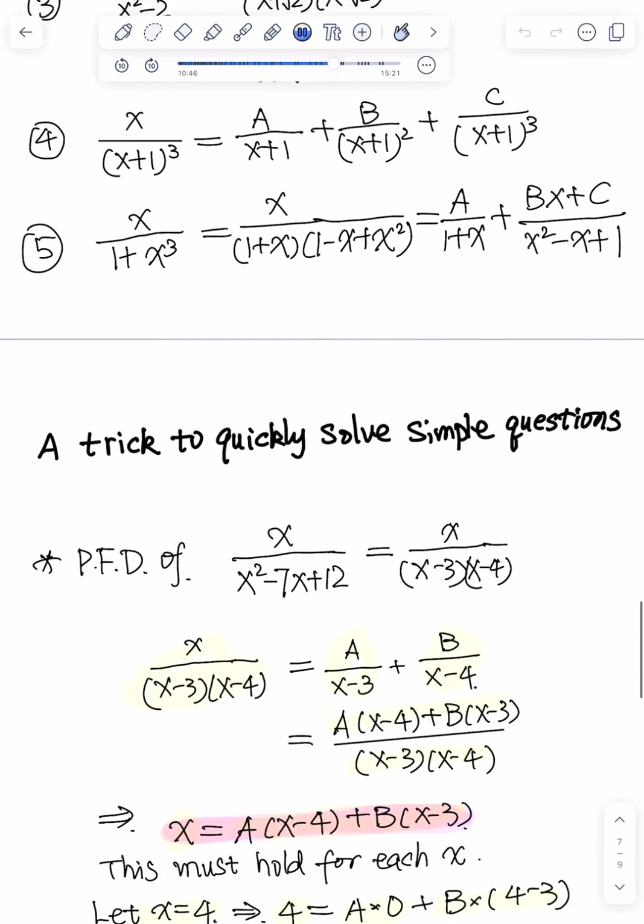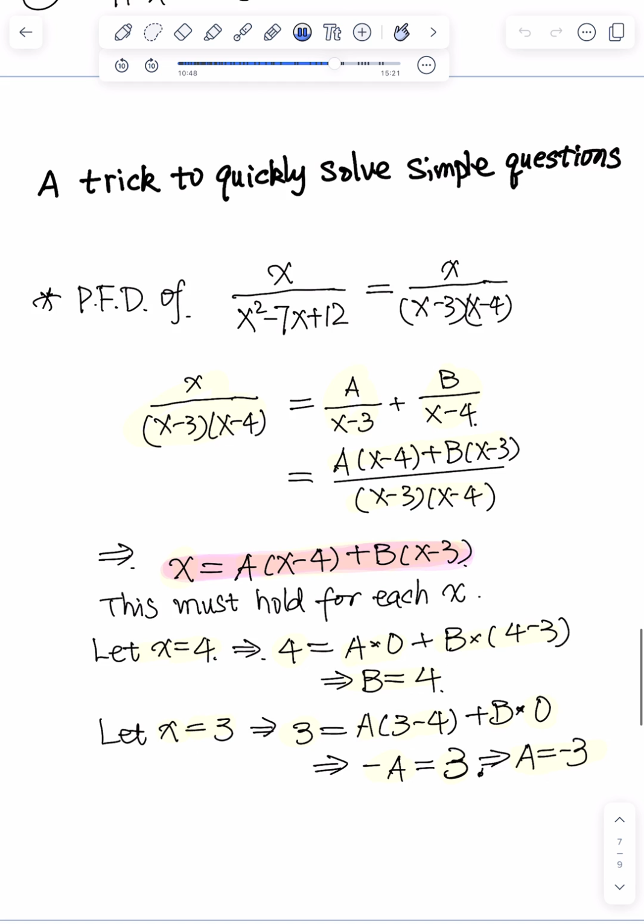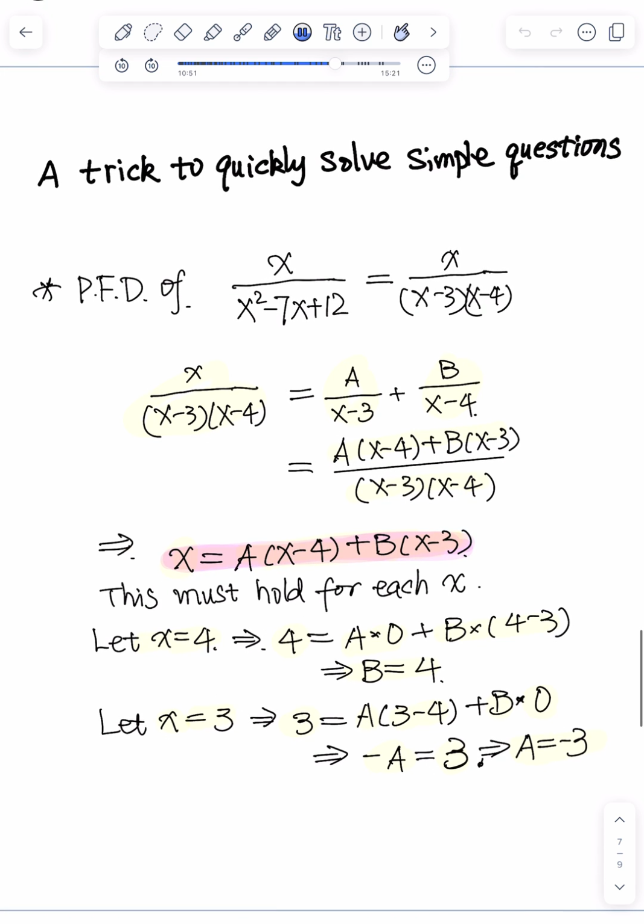Finally, I want to take this opportunity to show you a trick to quickly solve some of the simple questions in partial fraction decompositions. In this example, we want to do decomposition of this rational function. So we set it up as 2 terms, a over x minus 3 and b over x minus 4. Then you sum them by having the common denominator. Then you compare the numerator on both sides.